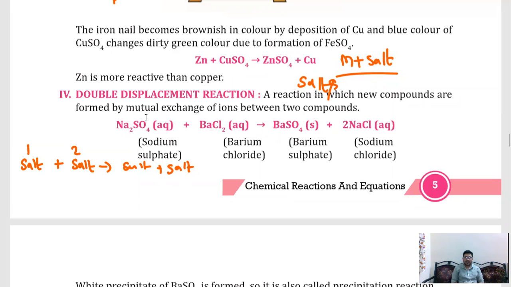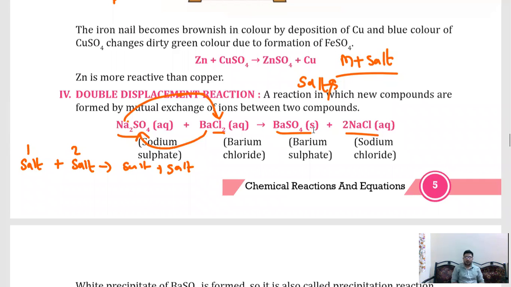Now what will happen, guys? From sodium sulfate, sodium will be displaced. From barium chloride, barium will be displaced. That barium will go and combine with sulfate, and sodium will go and combine with chloride. Sodium chloride, you can find here. Barium is combining with sulfate, barium sulfate, you can find here.